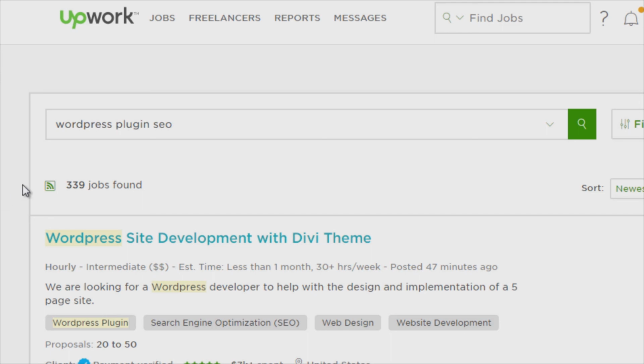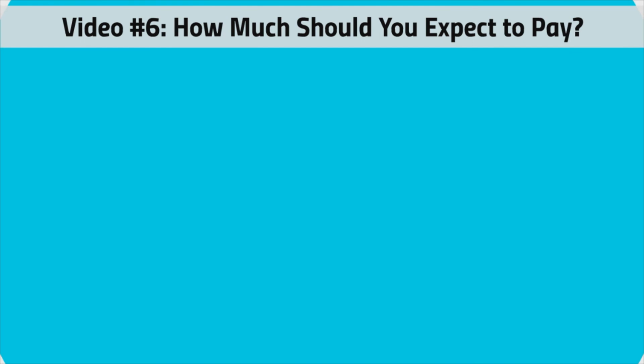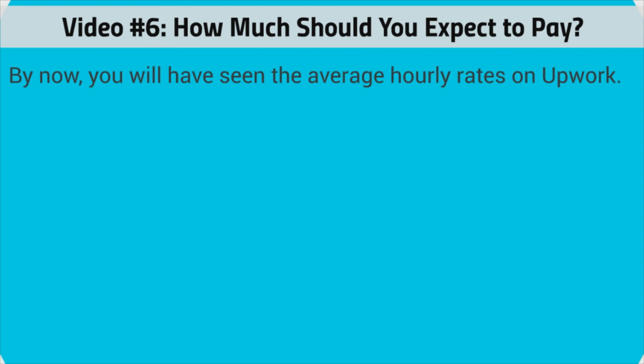Okay, so let's answer the biggest question in video number 6, which is how much should you expect to pay? How much should you budget to make sure that you have enough money in the bank to pay for somebody who's going to develop your WordPress plugin? So by now you have seen the average hourly rates on Upwork. You kind of have an idea of what you might pay hourly, or even in some cases, one-time fees. But what about you?